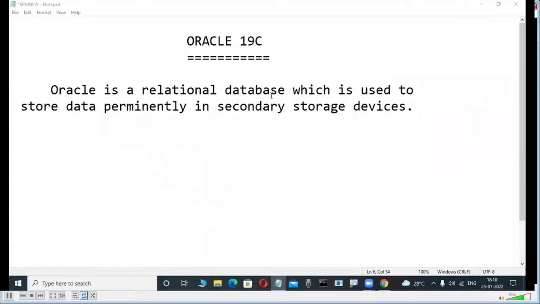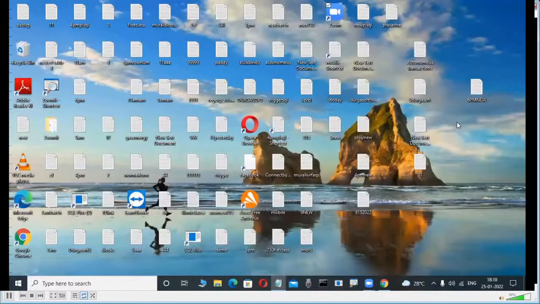Okay, yeah. Now, in one of these days, you will learn what is this data, what is this information, what is the database, what is the DBMS. All this history is there in a future.